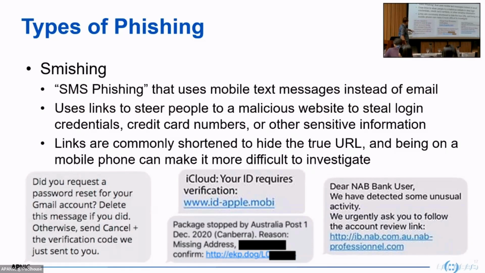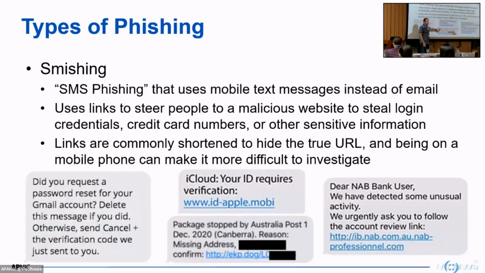So here's some smishing ones. Did you request a password reset? Delete your message if you did. Otherwise, send cancel and a verification code will be sent to you. And of course, what they do is they've got your username and password and they're trying to get your two-factor code. So you reply cancel, they try your username and password from a data breach. It sends you a 6-digit two-factor code. You reply back to them with that code and boom, they've compromised your account, even though you had two-factor authentication enabled.